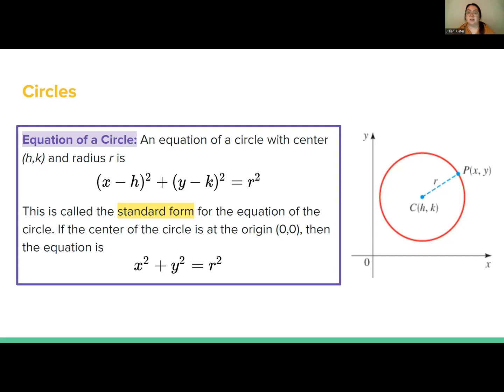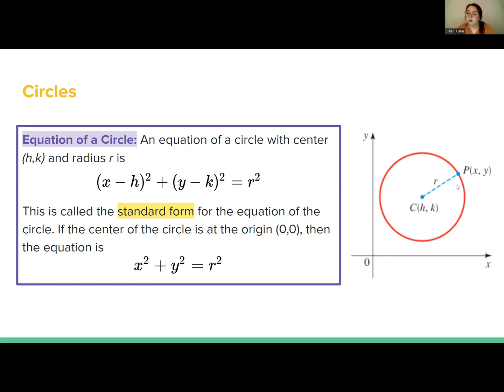If the center of your circle is at the origin, (0, 0), your equation is just going to be x² + y² = r². This is a result of standard form. It just means that h and k were both 0, which essentially just simplified to x² and y². So this is the formula you want to remember. Standard form, this is the important one right here. This is only if the center is at the origin, which is at (0, 0). This is the equation you want to remember pretty much all the time.